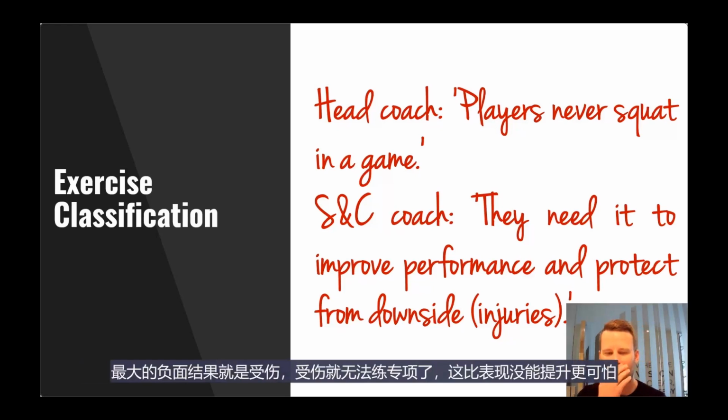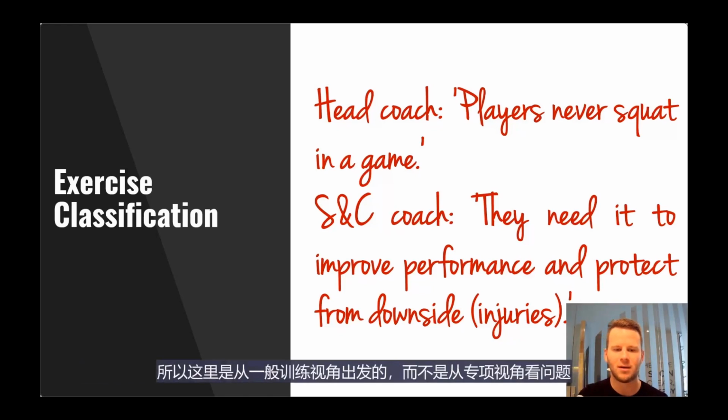Basically, probably your biggest downside is injuries. Injuries lead to missing training, and not attending the trainings is the main detriment to improving an athlete. So basically, we look at this from a general standpoint, not from a specific standpoint.